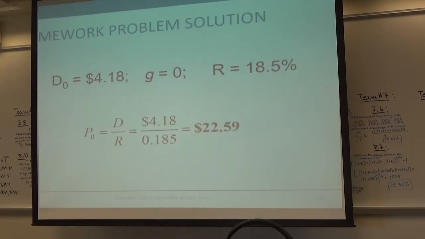We put up the solution, so you're given the dividend of $4.18, and because it's zero growth, the growth rate is 0, and the return is 18.5%. You use the same formula that we just gave you, and you put $4.18 over the 18.5% return, and then you will get the value of $22.59.